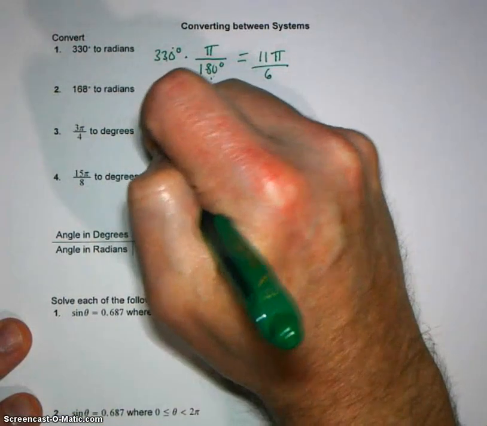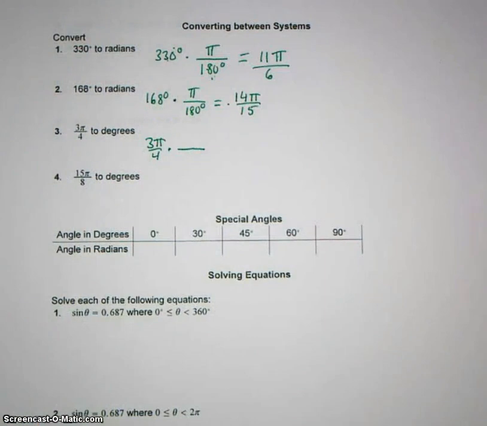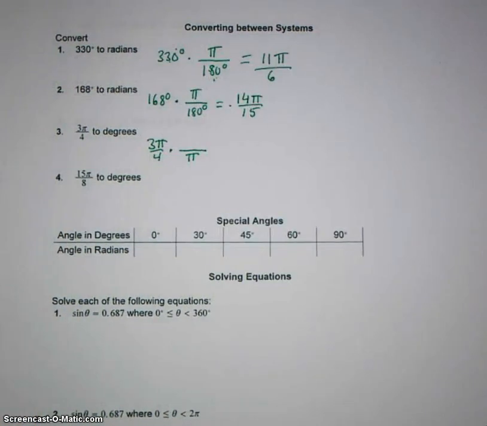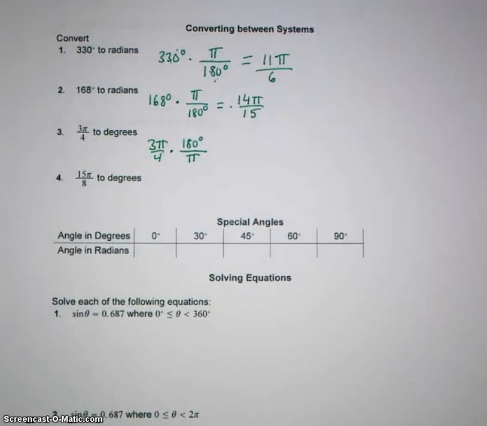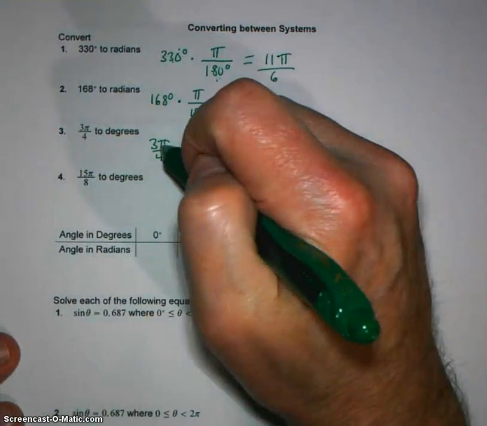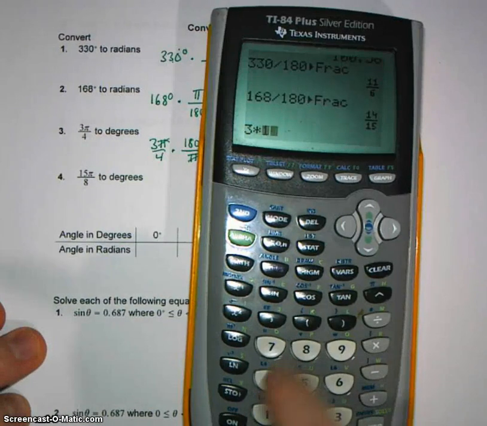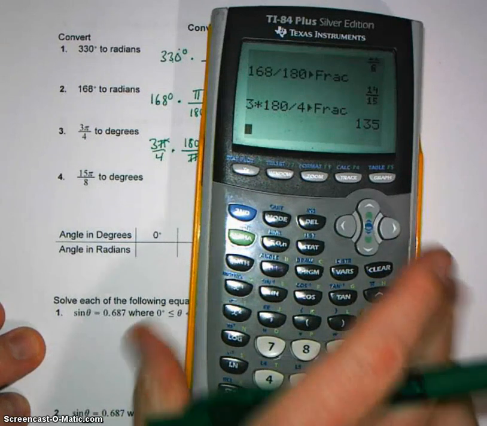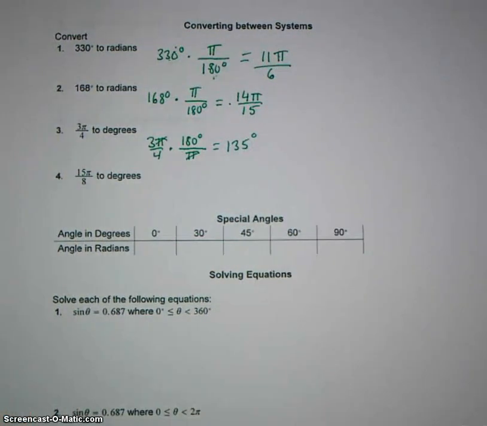Okay, going the other way. If I start with 3 pi over 4 radians, this time I want to get rid of radians, so I put radians on bottom. That would be pi down on bottom. And I want degrees, so I put 180 degrees on top. This time I notice that the pi's just reduce out, so I grab my calculator. 3 times 180 over 4. Give me a fraction, please. 135. And make sure you write that degree symbol.